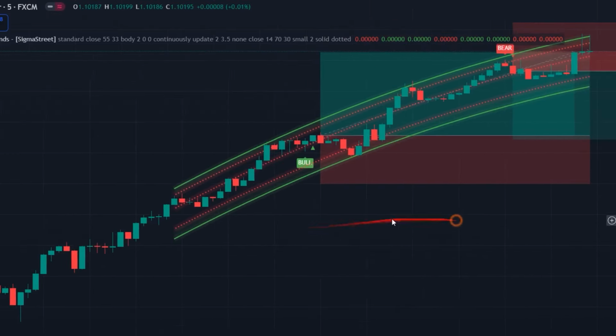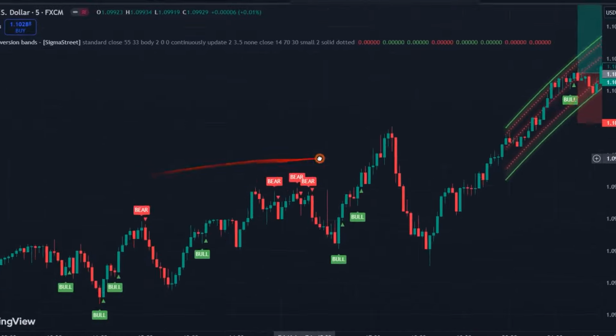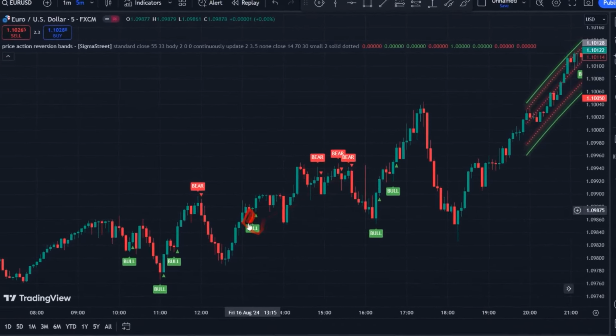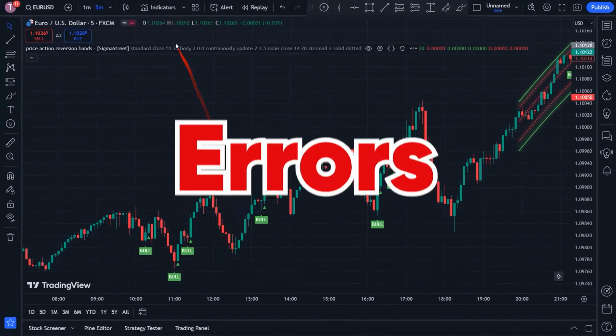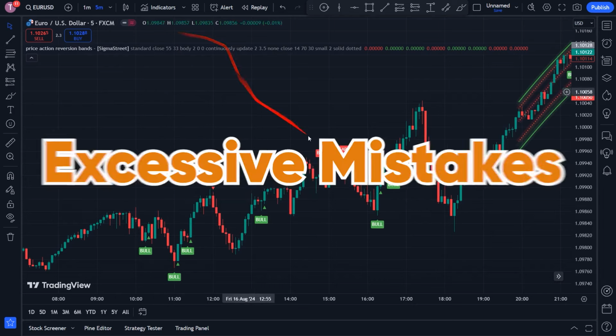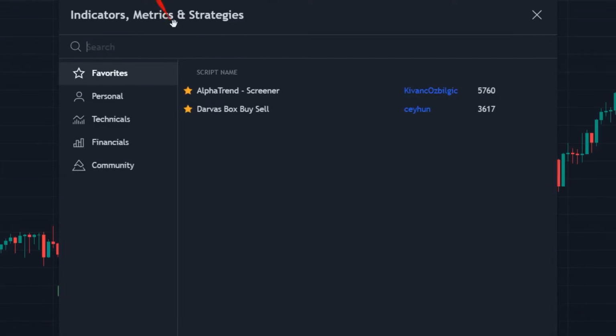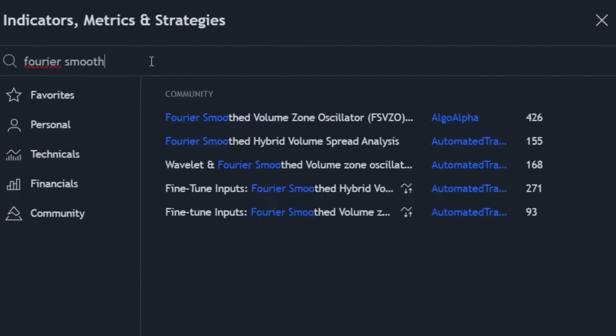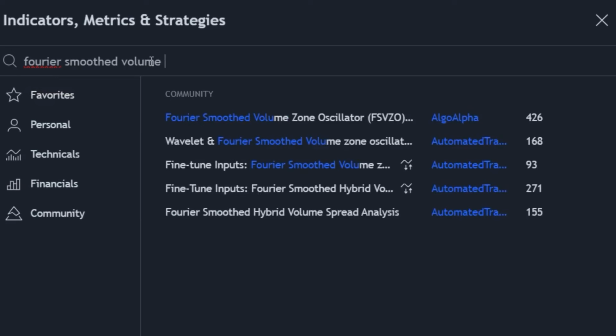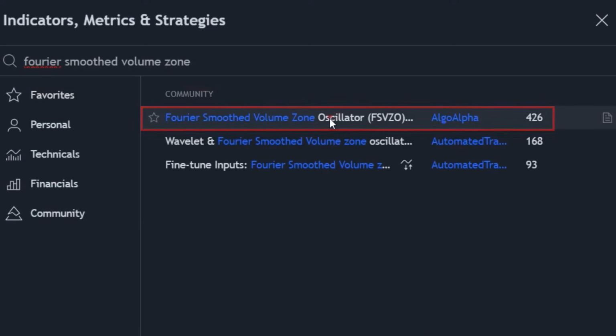I need to remind you that no indicator produces completely accurate signals and always has some errors. Therefore, to prevent excessive mistakes and large losses, we need to add a second indicator to the chart. For this, just go back to the Indicators tab and type in the search box, Fourier Smooth Volume Zone Oscillator. When you find it, click on it to add it to your chart.